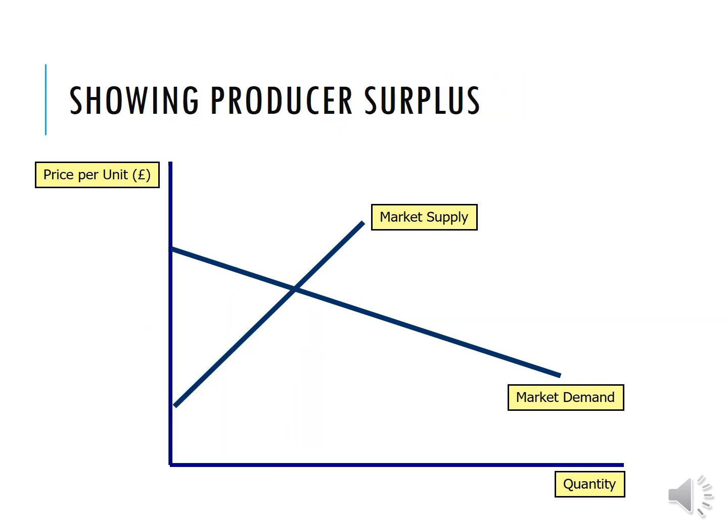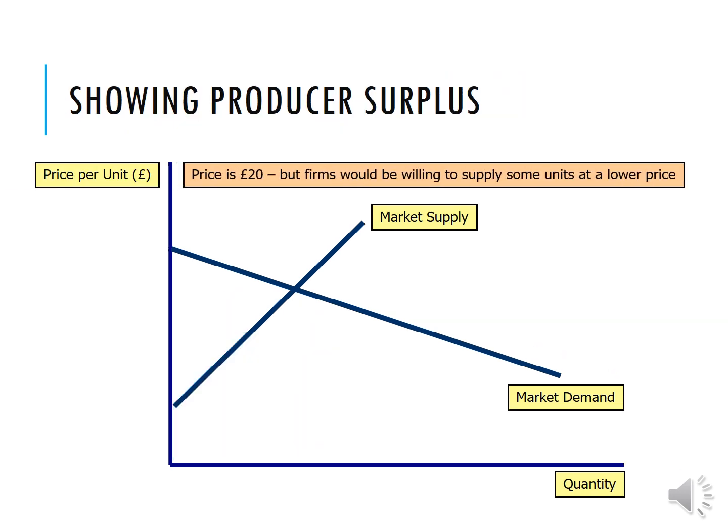We can also use our diagram here to show producer surplus. So at the price of £20, we would say that 100 units are being produced. Now, let's have a look again. For example, this first unit here, the supplier receives £20, that's the market price, from selling that unit, but they would have sold that unit for this amount down here. So actually the difference between the two is value to the supplier.